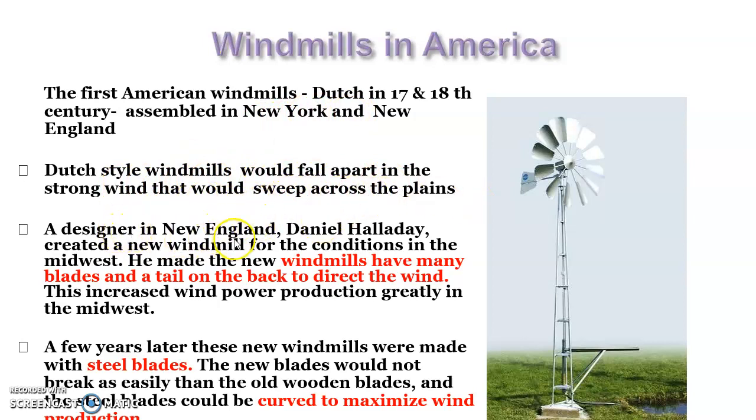So a designer in New England, Daniel Halladay, created a new windmill for conditions in the Midwest. He made the new windmills with many blades and a tail on the back to direct the wind. A few years later, these new windmills were made with selected blades. And they also changed to steel blades that could be curved to maximize the wind production.